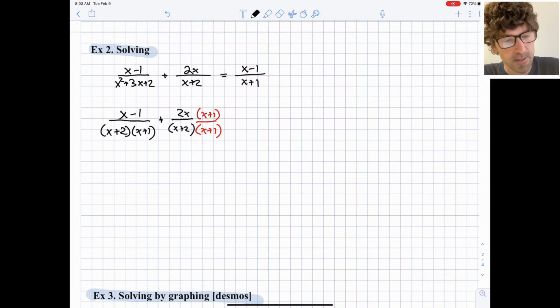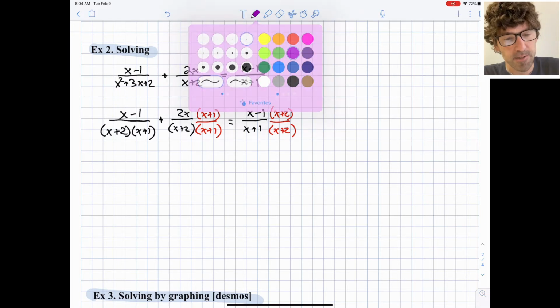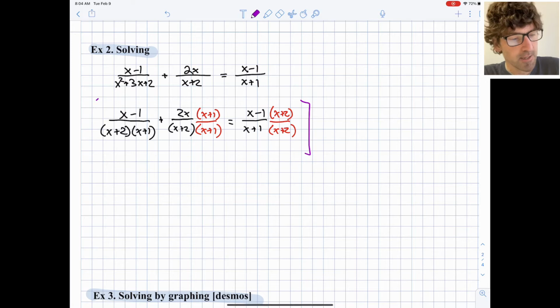and that is still equal to x minus 1 over x plus 1, and I will need to multiply that fraction by x plus 2 over x plus 2. All right, so it looks like we're going to have common denominators. So what I'm going to do now is multiply both sides by that common denominator to eliminate the denominator.